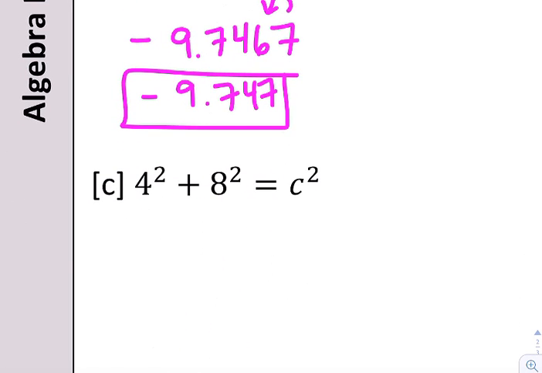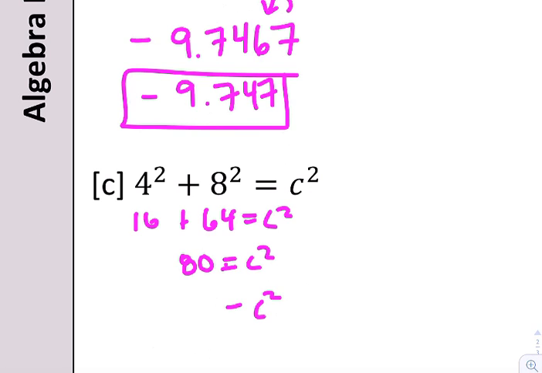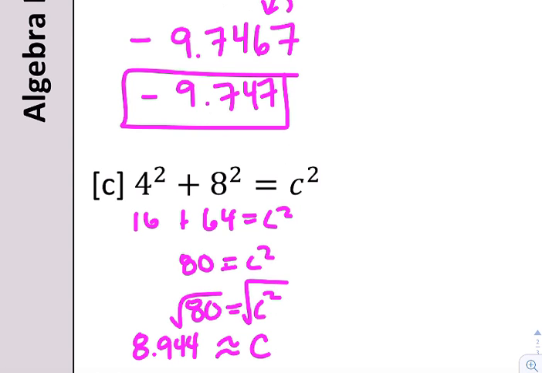Looks like we have some unfinished Pythagorean theorem business here. 4 squared is 16, 8 squared is 64, so that will be 80, which is c squared. So square root both sides. We have the square root of 80. And so c is going to be approximately equal to 8.944. Well, actually it's going to be 8.9442. That's not going to round it up, so we'll keep it as it is.